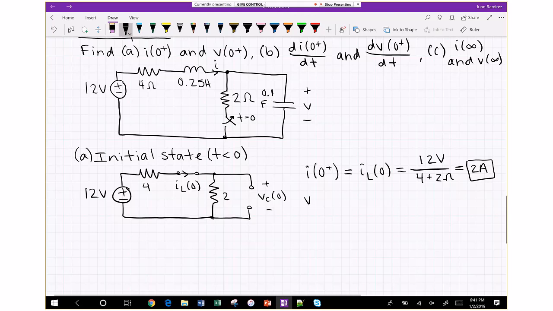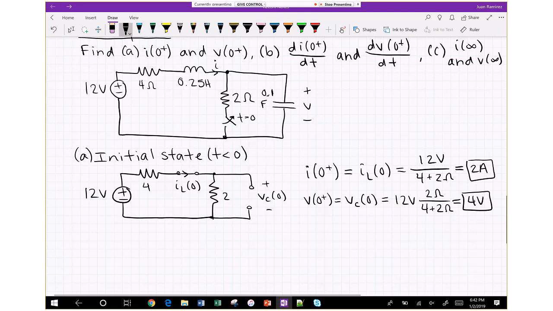Okay, what about capacitor voltage? Right after the transition it is the same as the capacitor voltage right before it. And that voltage is the voltage across the 2-ohm resistor. We could use voltage division to find that. Remember, voltage division will have the voltage across the series connected resistors times the resistance that you're looking for the voltage on, divided by all the resistors added together in series. And so we end up with 4 volts.